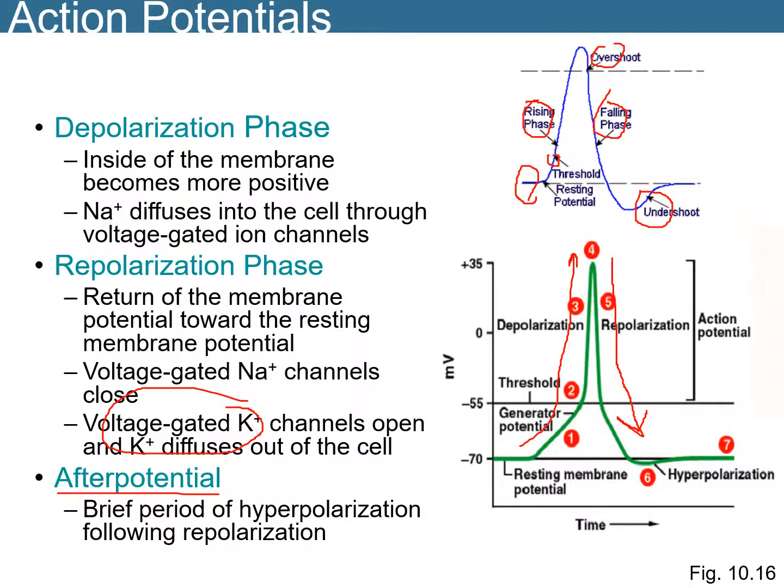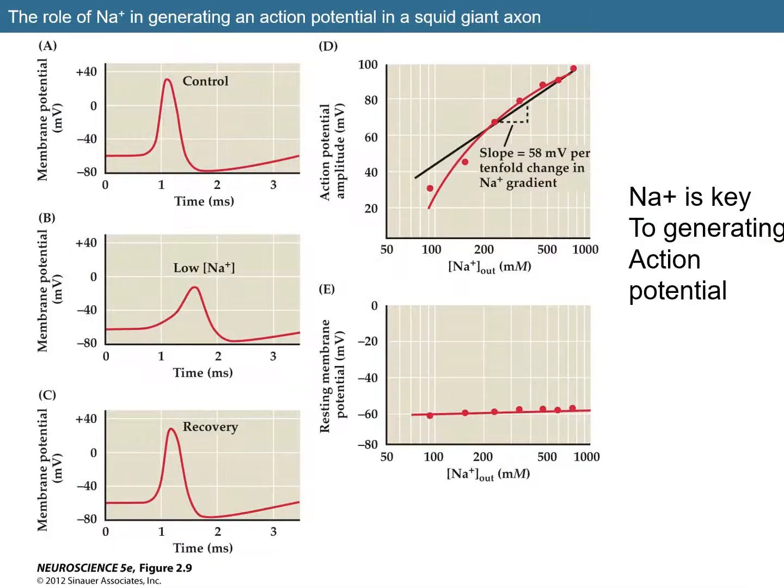Now, it's critical to note the undershoot here, the after potential, is because the potassium channels are slow to close and the sodium channels up here in the overshoot are very quick to close. So because the potassium channels close slower, they actually shoot past the resting membrane potential and eventually they close and we come back to that resting membrane potential.